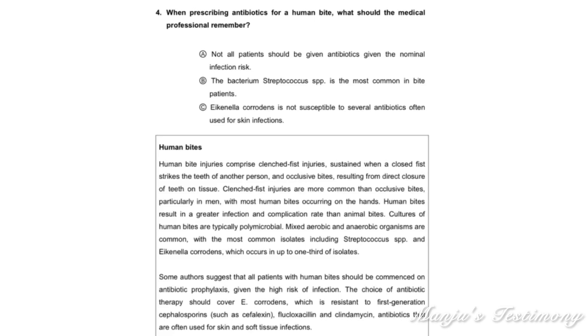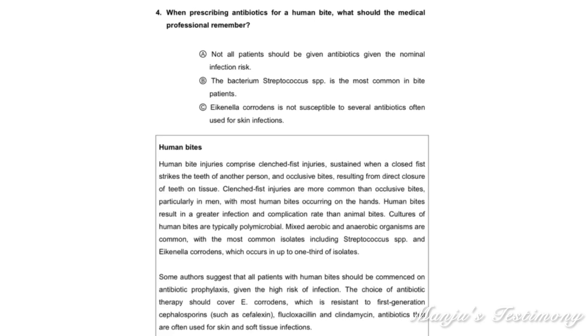So let's read the option again. Eikenella corrodens is not susceptible to several antibiotics often used for skin infection. So here there is the word susceptible. Guys, you have to understand some of the vocabulary which usually comes in options B and C, because as I told you before in the first question, they would not use the same sentence in the text and the options. They will rephrase it. They use different vocabulary to rephrase the same sentence in the options and the text.